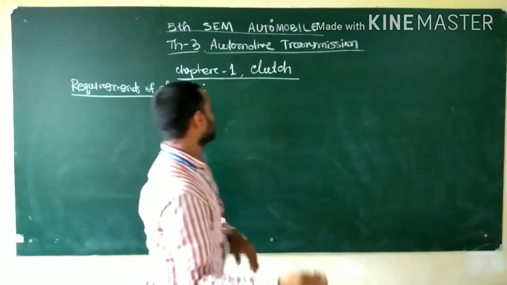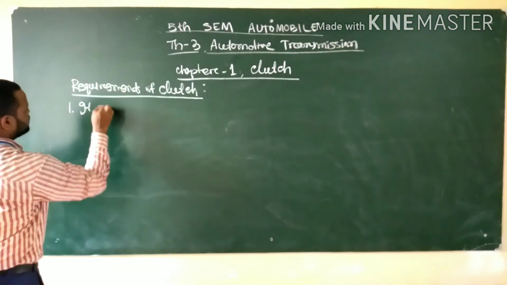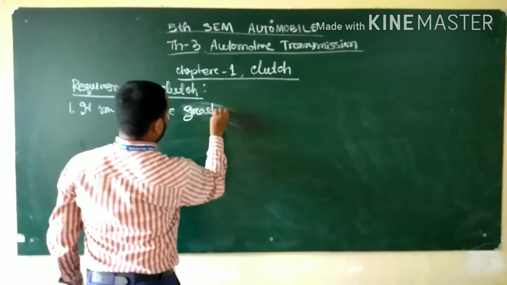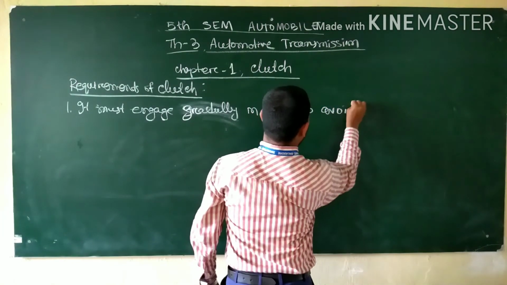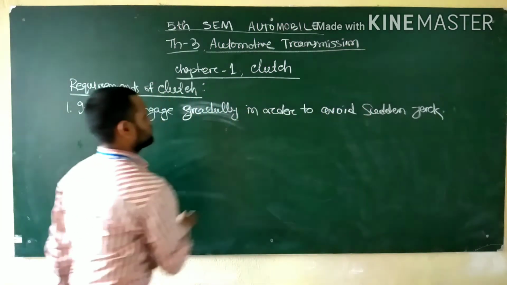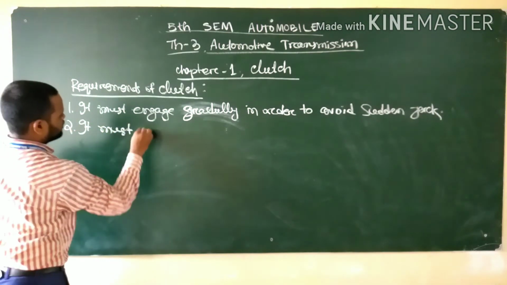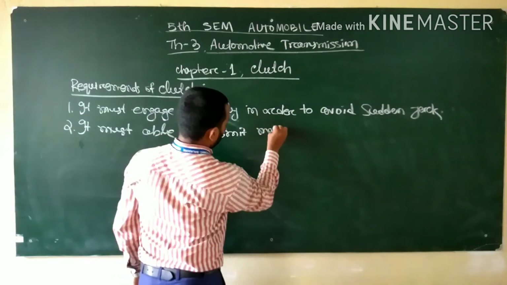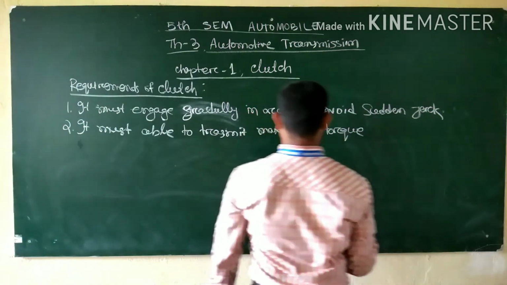So write the requirements of clutch. First one, it must engage gradually in order to avoid sudden jerk. Second, it must be able to transmit maximum torque produced by engine.